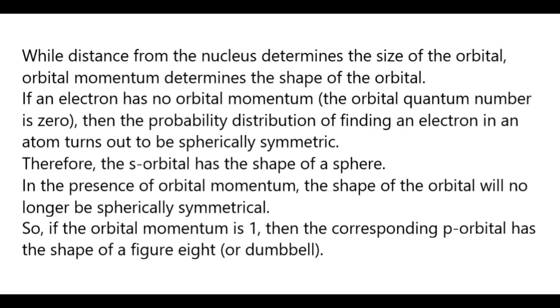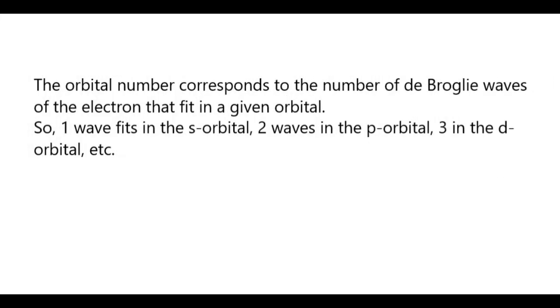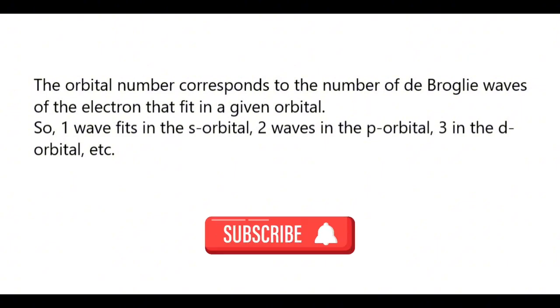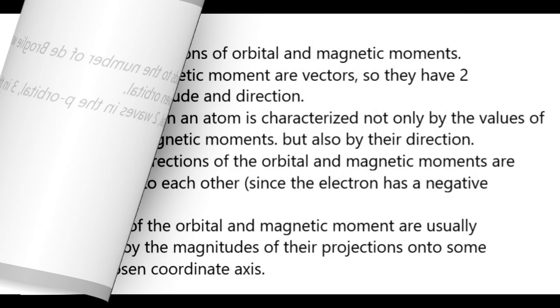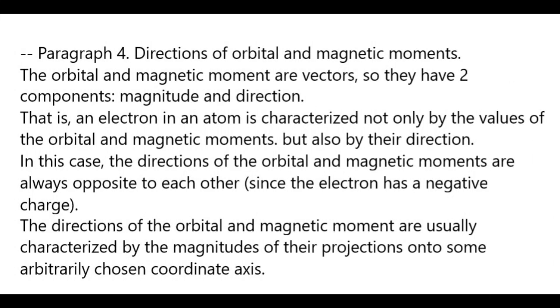So, if the orbital momentum is 1, then the corresponding p orbital has the shape of a figure 8, or dumbbell. The orbital number corresponds to the number of the Broglie waves of the electron that fit in a given orbital. So, 1 wave fits in the s orbital, 2 waves in the p orbital, 3 in the d orbital, etc. Paragraph 4. Directions of orbital and magnetic moments.